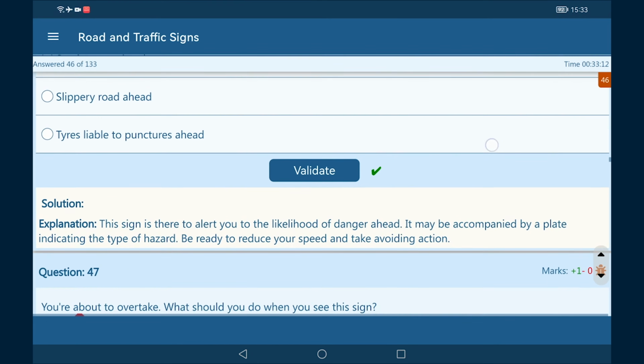Explanation. This sign is there to alert you to the likelihood of danger ahead. It may be accompanied by a plate indicating the type of hazard. Be ready to reduce your speed and take avoiding action.